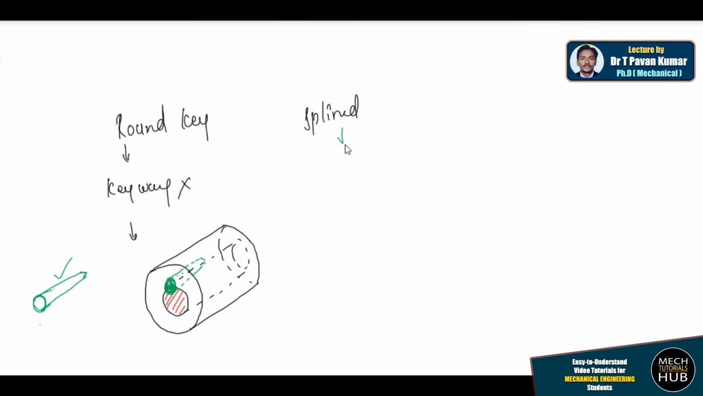Similarly, coming to the splined key, this is completely different. There won't be any key provided. Keyways are provided in the hub, but there won't be any key because the shaft itself contains splines of this kind. Let us say this is the shaft. The shaft is manufactured in such a way that splines are already provided. Spline number 1, 2, 3, 4, 5. All the splines are already provided. So there are 5 splines, so 5 keyways are provided in the hub.